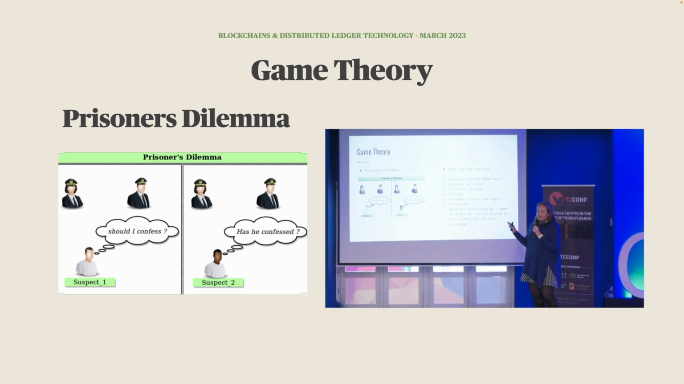Because if they both confess, they both go to prison for 2 years. If one of them betrays the other, that person will go to prison for 3 years, but the one who betrays him doesn't go anywhere. But if they both stay silent, they only get a single year. So that's an example of a really basic game.